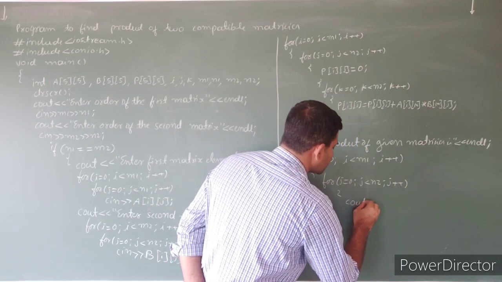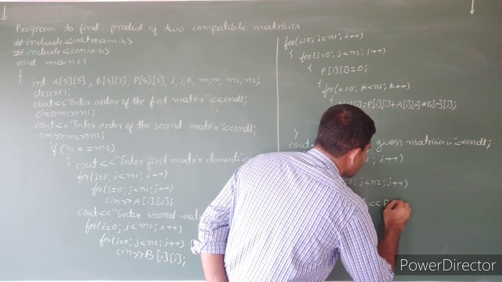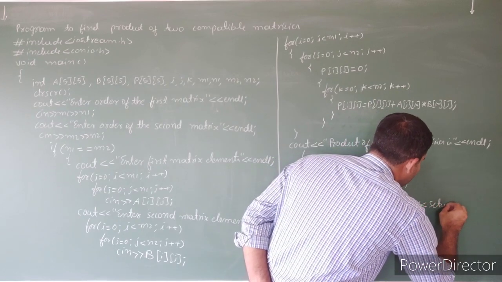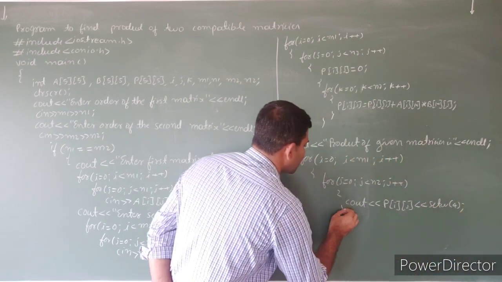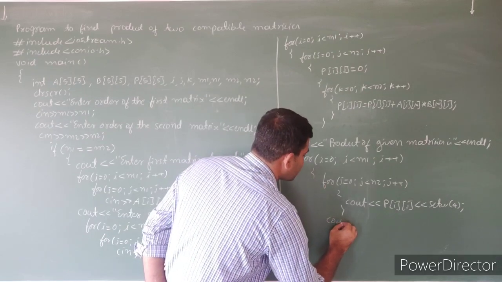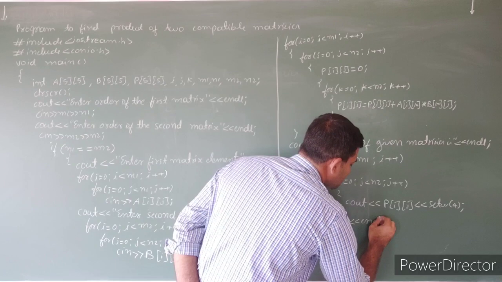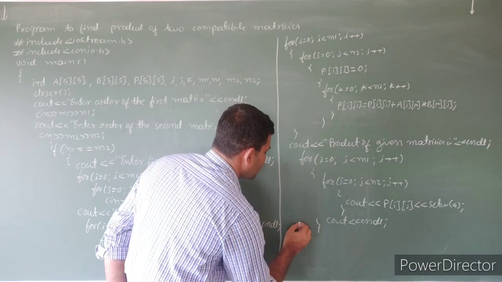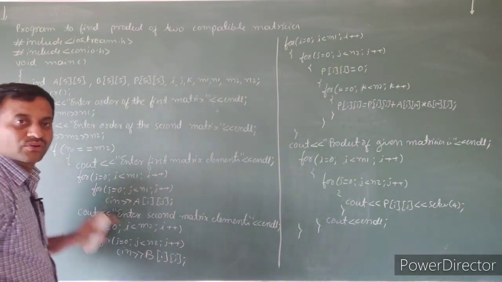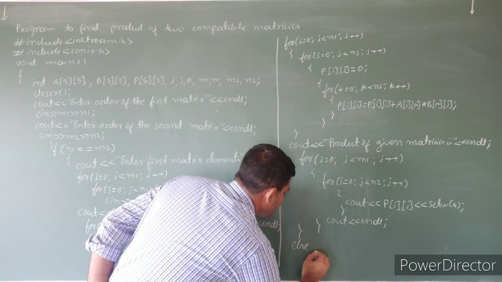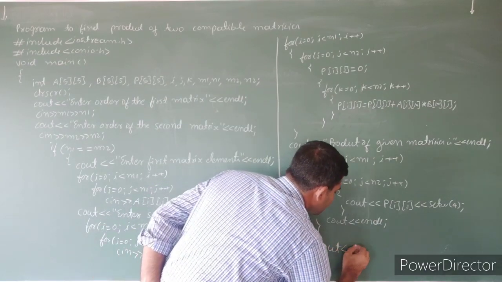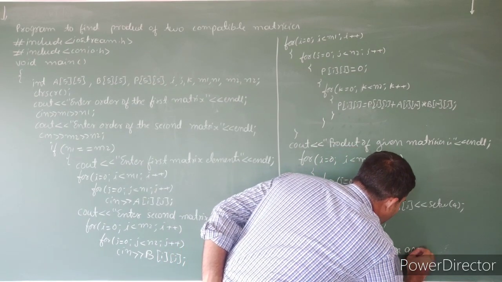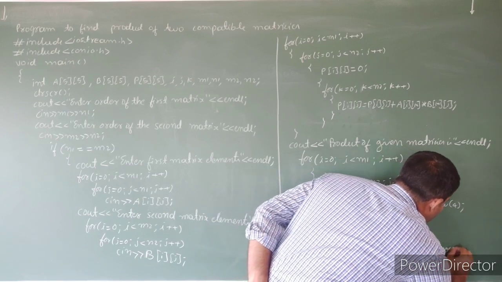Inside that, output the resultant matrix P of I j, then setw of 4. Close the j loop. Cout, move on to the next line. This logic is to get the result in matrix form. Close the for loop. Then close the if. This one is closed here. Else, cout: matrices are not compatible.